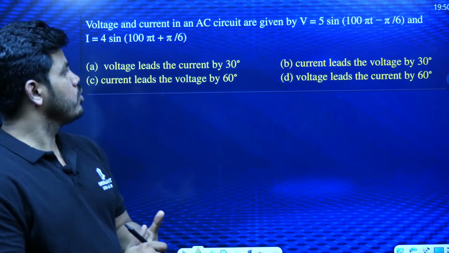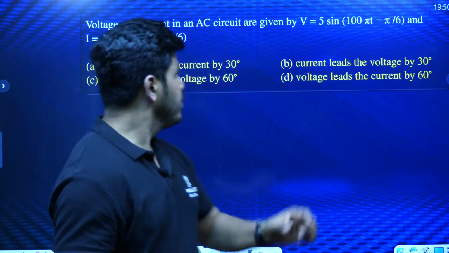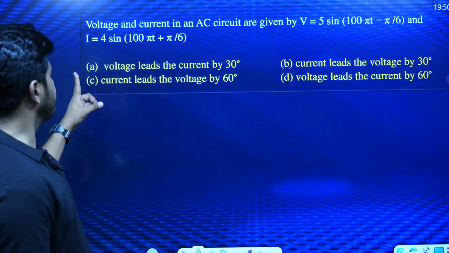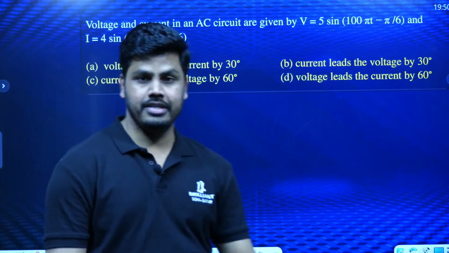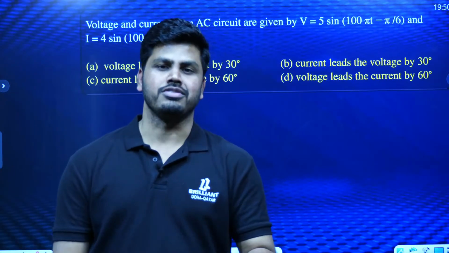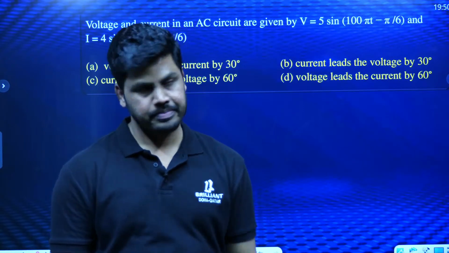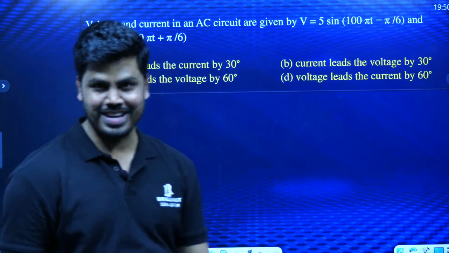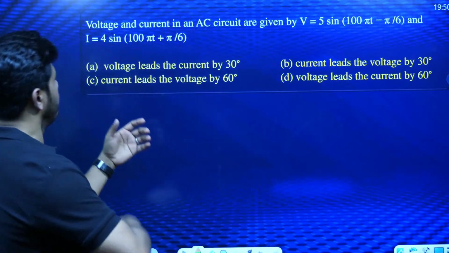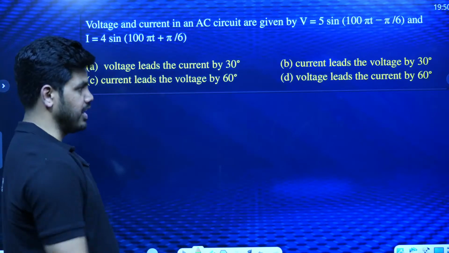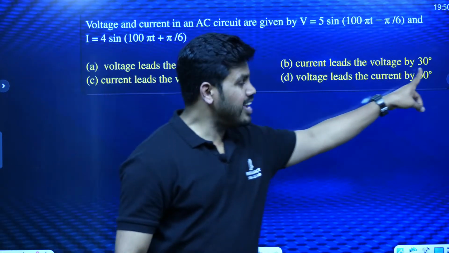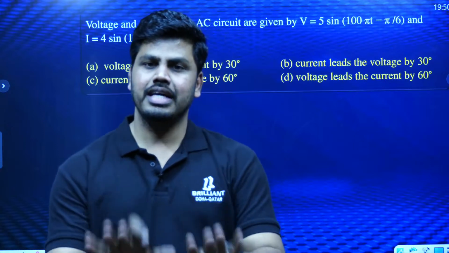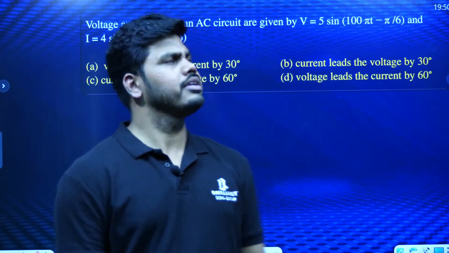Voltage and current in an AC circuit are given by V equals sine of 100 pi t minus pi by 6 and I is equal to 4 sine of 100 pi t plus pi by 6. You are given two functions, right? Instantaneous values of voltage and current. The question is given in the options actually. Options say current is leading, voltage is leading, right? So those kinds of relations are given, and also the phase difference is given. So you have to find out the phase difference. That will give you the final answer. So that's an easy question.